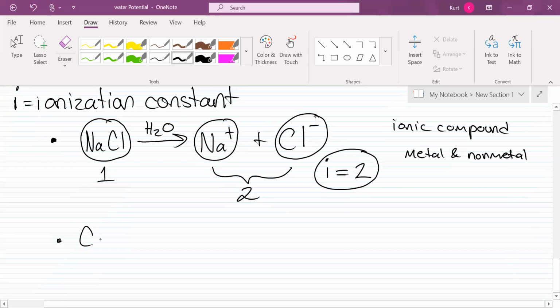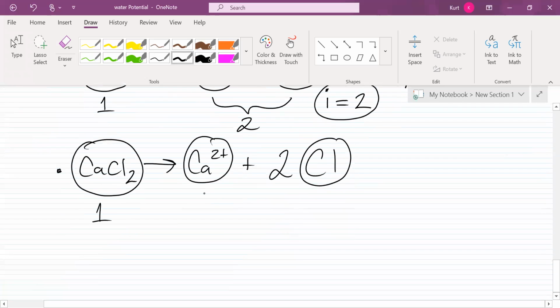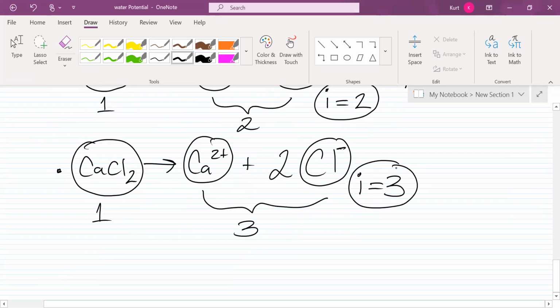Here's another one. Calcium chloride. You have calcium ion and 2 chloride ions. How many units is a calcium chloride molecule or compound? 1. How about 1 calcium and 2 chlorides? 3. So what is the ionization constant? It went from 1 to 3. The ionization constant is 3. What this means is that it broke apart into 3 different pieces. This isn't hydrolysis. Hydrolysis is in biological systems. This is just basic chemistry. It's a decomposition reaction.